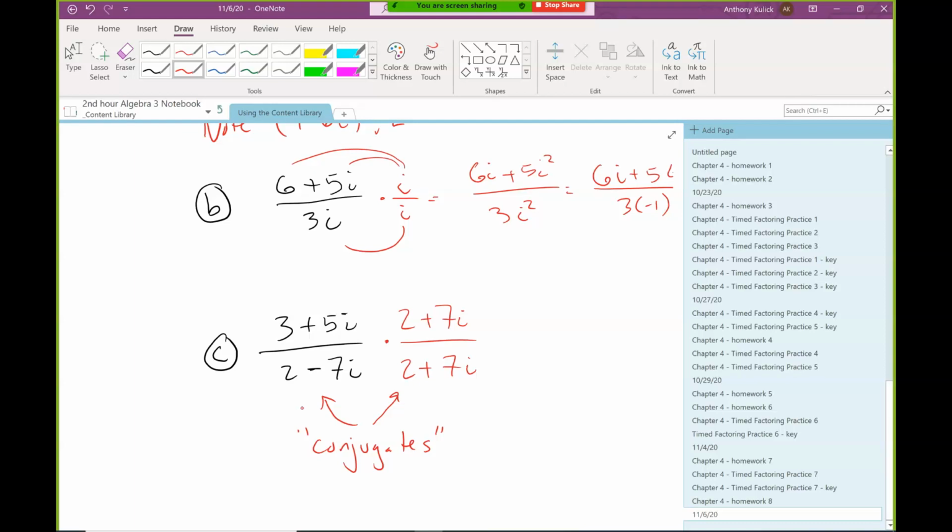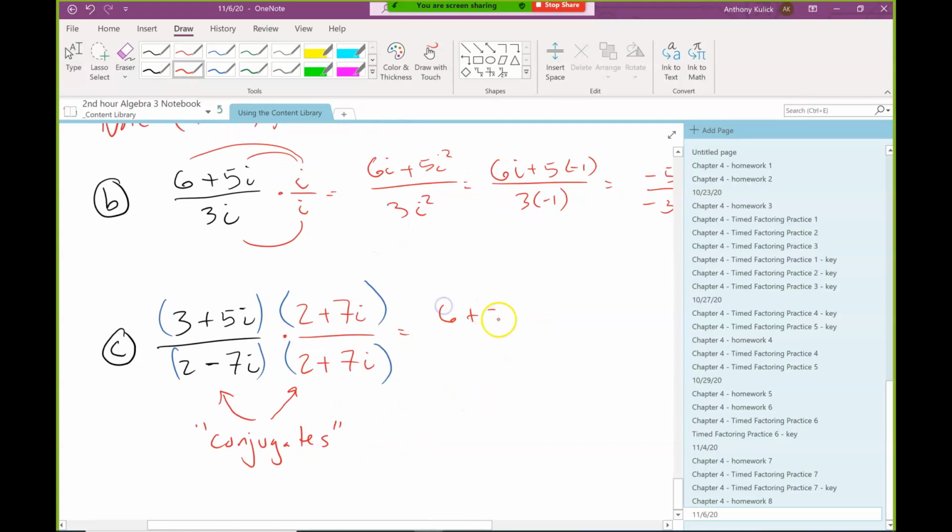So now what we have is just two FOILing problems, right? In the numerator, I have 6 plus 21i plus 10i plus 35i squared. In the denominator, I have 4 plus 14i minus 14i minus 49i squared. So just FOIL that stuff out.